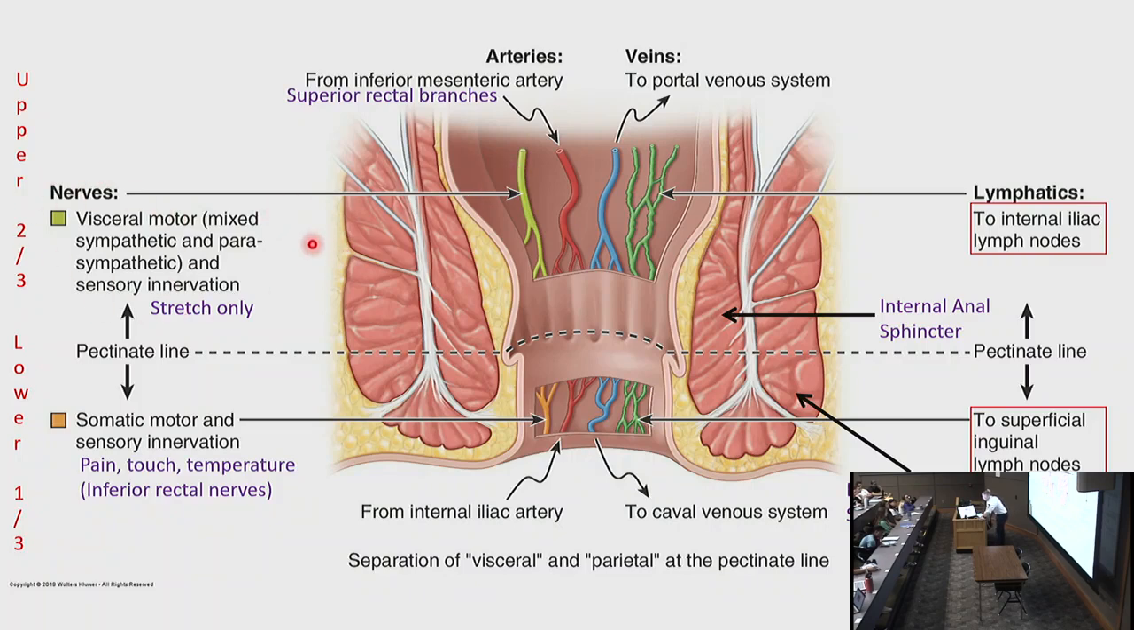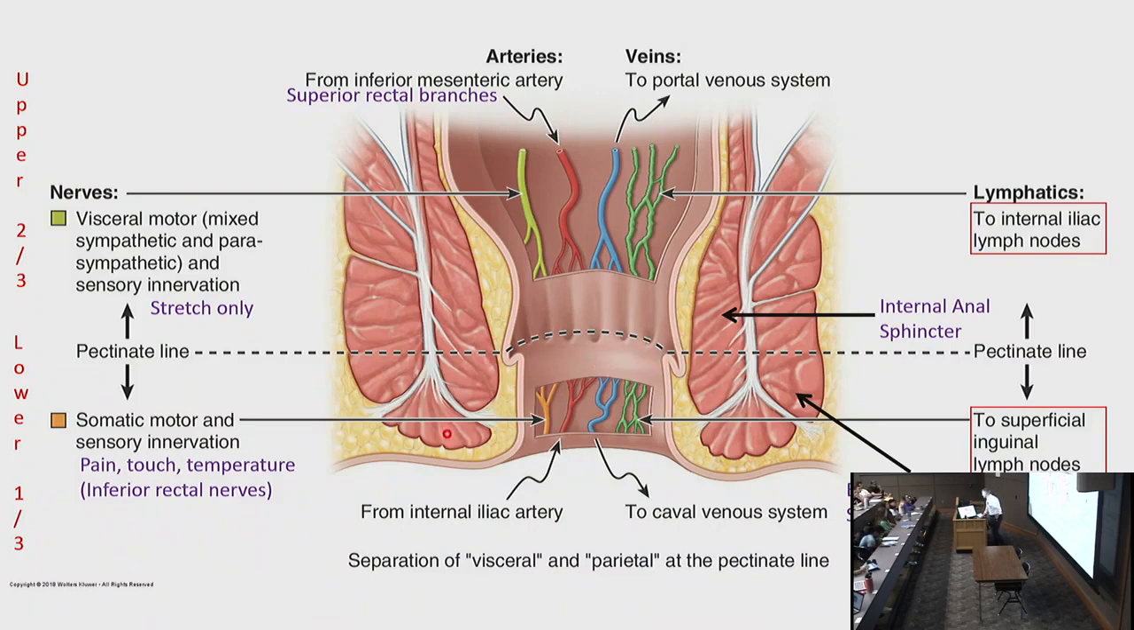Right, these are going to be innervated by visceral motor, so your parasympathetic and sympathetic innervation from your hypogastric plexus region, and they are only going to identify stretch, because they're not somatic motor and sensory. And then if we go below the pectinate line, y'all remember that? See some head nods, right?